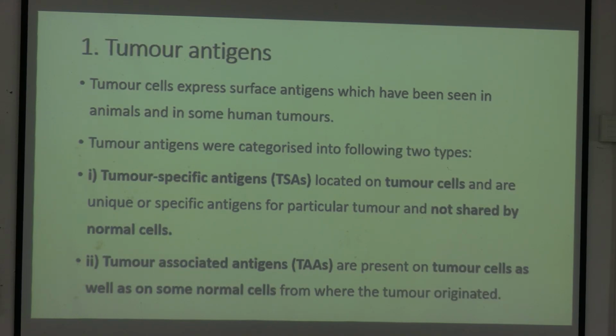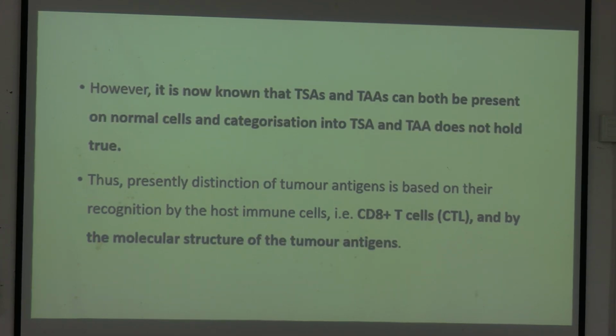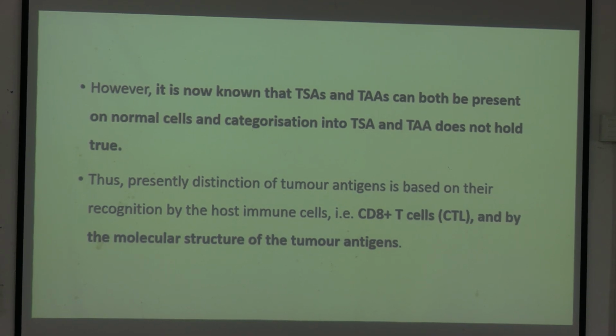So first question, tumor antigen. What is tumor antigen? Tumor cells express some surface antigens, which have been seen in animal and in some human tumors, like tumor-specific antigen, called TSA, and tumor-associated antigen, TAA. However, it is now known that TSA and TAA can both be present on normal cells as well, and categorization into TSA and TAA does not hold true.